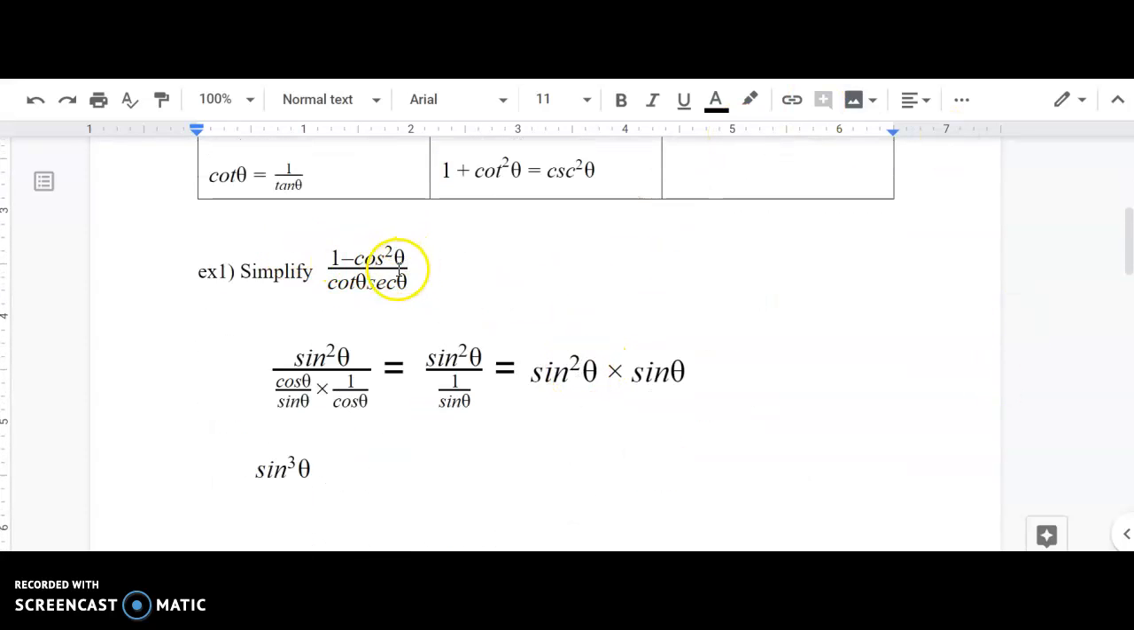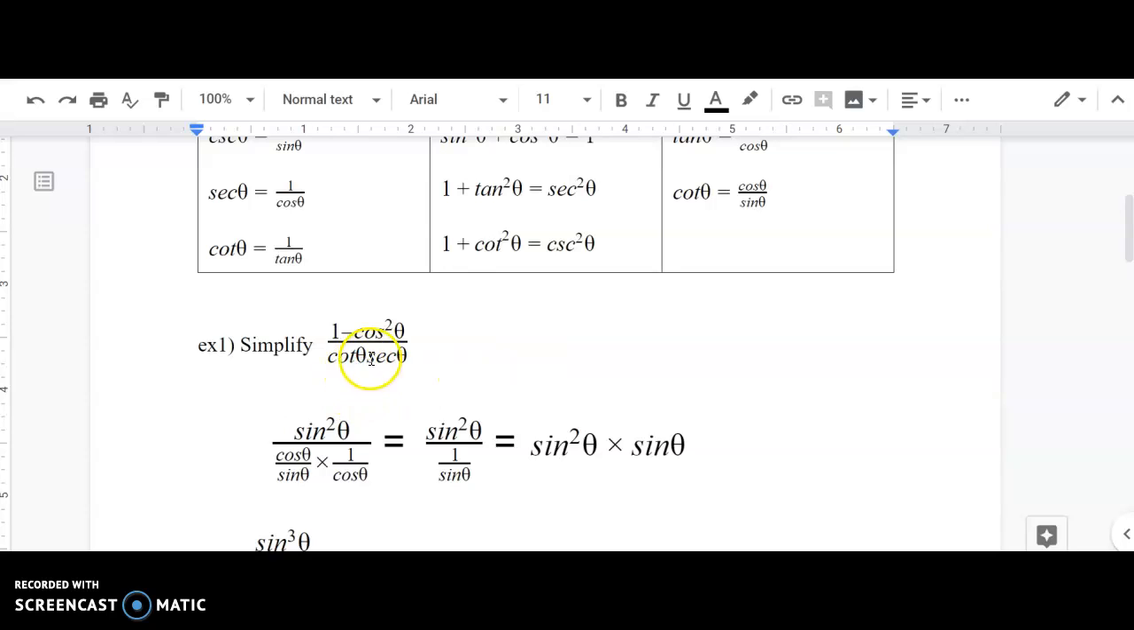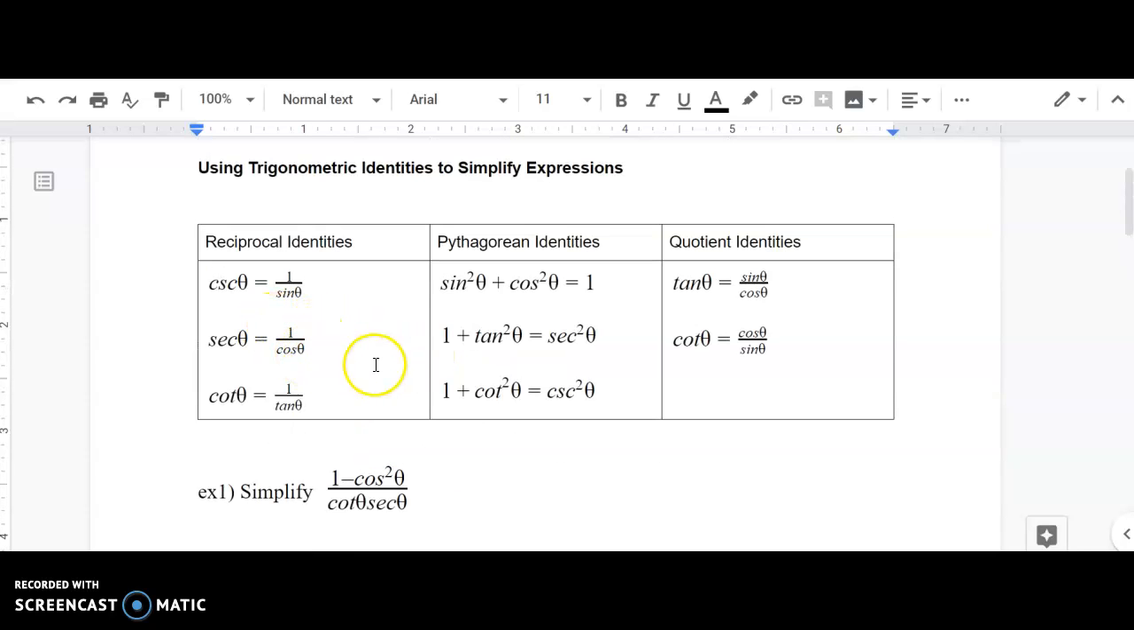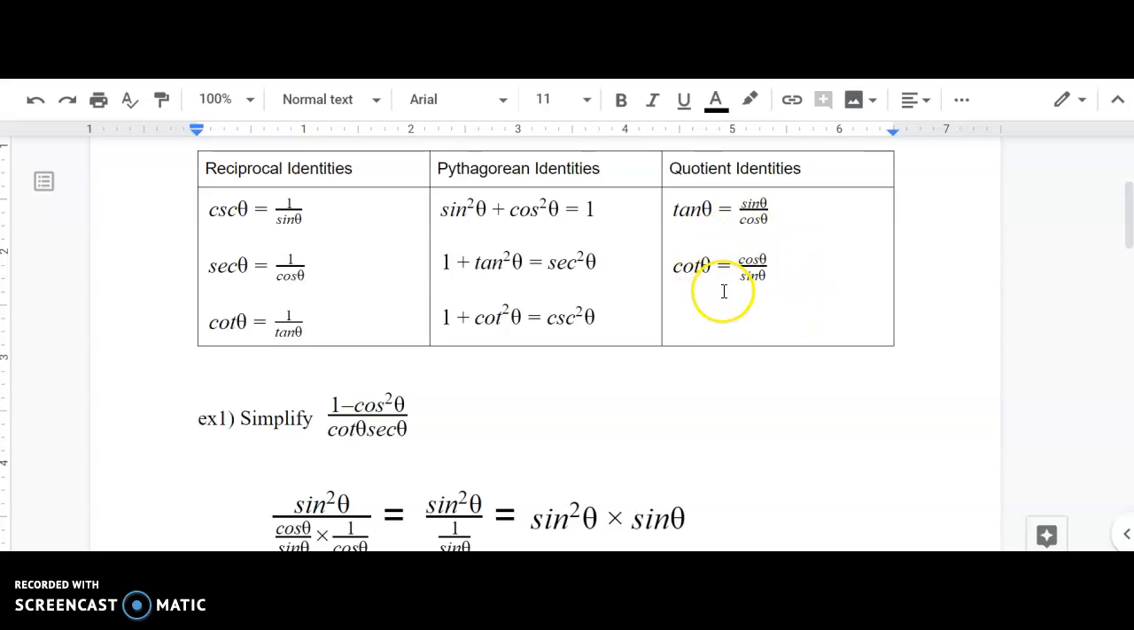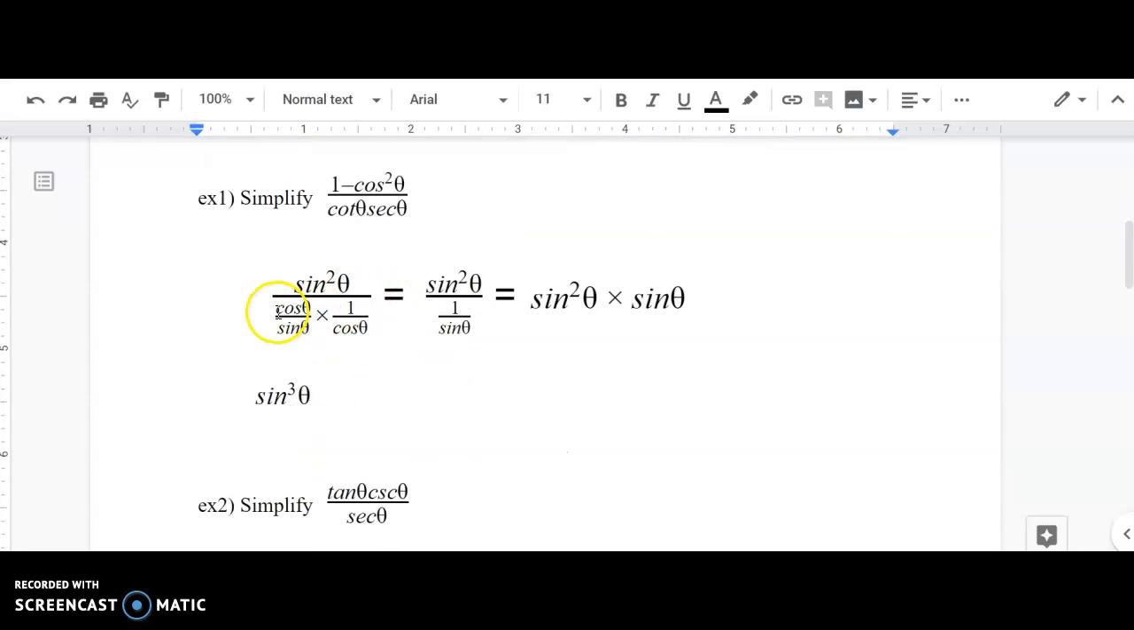1 minus cosine squared of theta over cotangent of theta times secant of theta. If you look back, you know that cotangent of theta is 1 over tangent of theta, or you can use cosine of theta over sine of theta, and secant of theta is 1 over cosine of theta. In this case, you would use the quotient identities in order to simplify it in an easier way. So you would replace the cotangent of theta with cosine of theta over sine of theta, and secant of theta with 1 over cosine of theta.